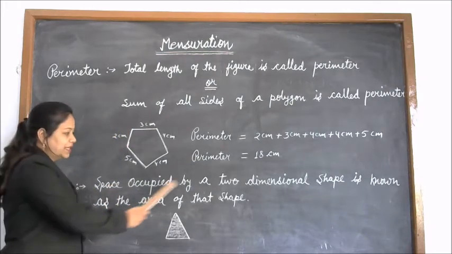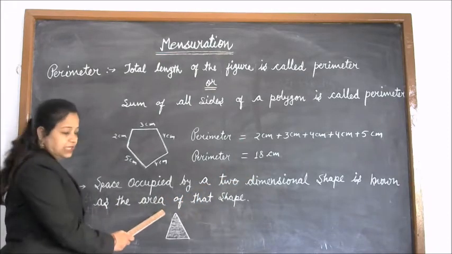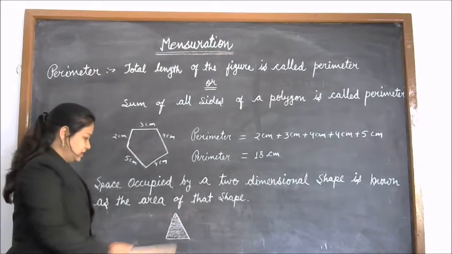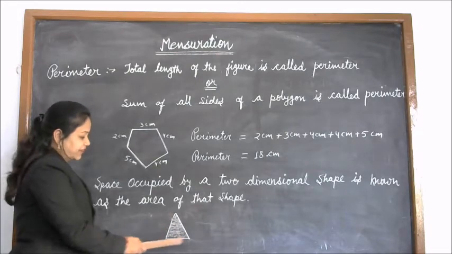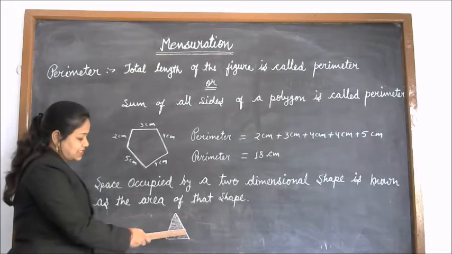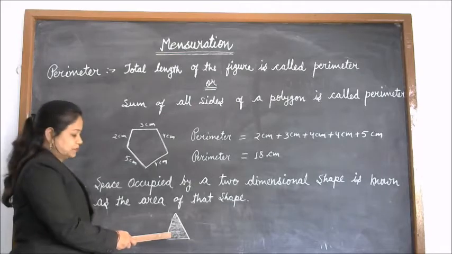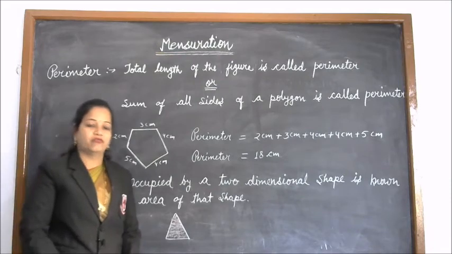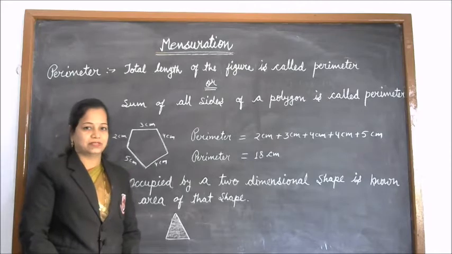Space occupied by a two-dimensional shape is known as the area of that shape. For example, there is a triangle on the blackboard and this triangle occupies this much region. So this region is area of this triangle. Now we will learn different formulas of calculating area of different shapes.